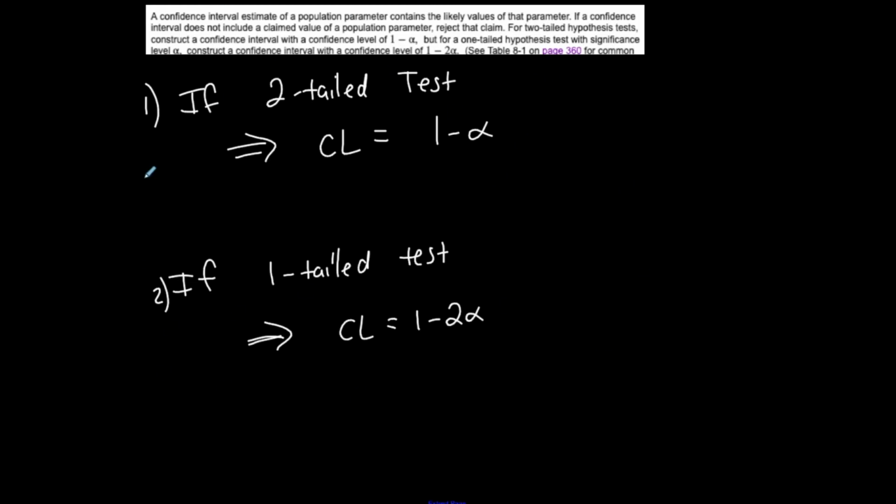So if I'm using the confidence interval method, I have two scenarios. If I have a two-tailed test, then the confidence level that I want is equal to 1 minus alpha. If I have a one-tailed test, which is either a left or right tail, then the confidence level is 1 minus twice alpha. I need to know the confidence level to find a confidence interval.